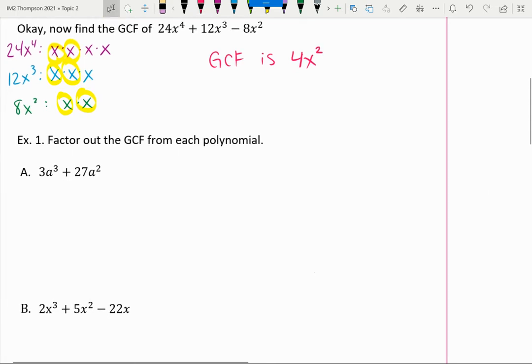Now I'm going to find the GCF, but I'm actually going to factor it out, which is going to take some dividing. So example 1, factor out the GCF from each polynomial. Problem A.